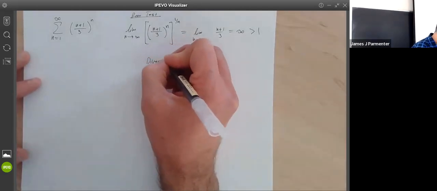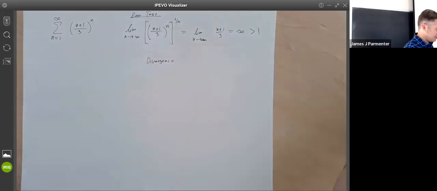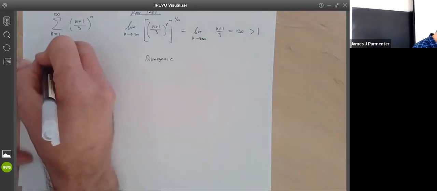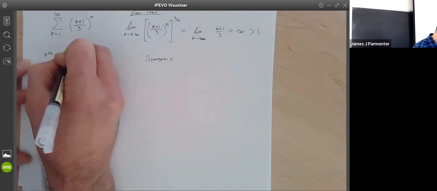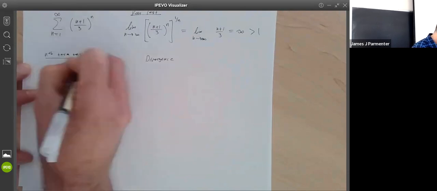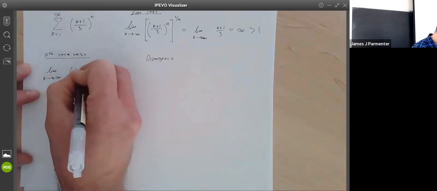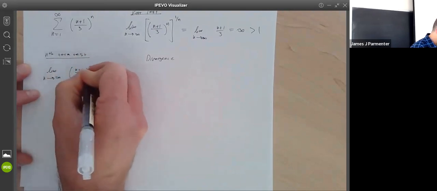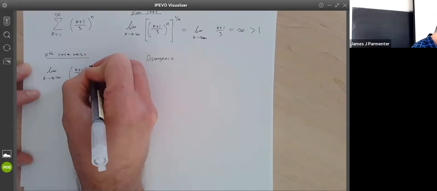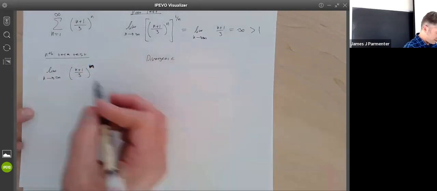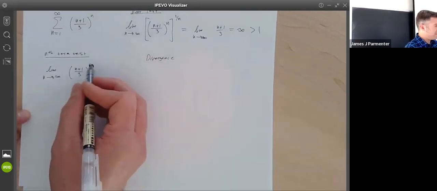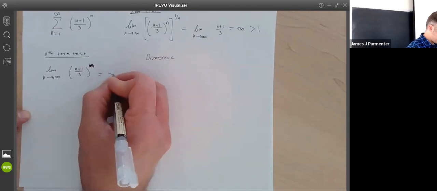Now, another way we could have seen this without actually doing the root test is by the nth term test. If you just take the limit of the sequence, that thing is getting pretty big. You've got something that's getting infinitely large to an infinitely large power. I'm pretty sure that's infinity.